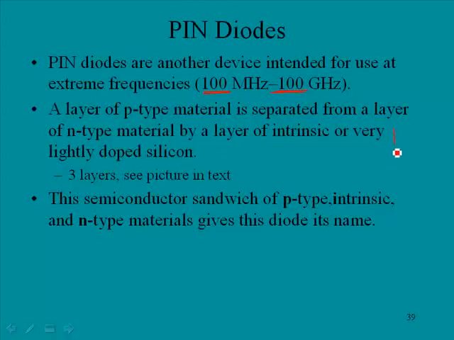So in a pin diode, you'd have your P material, and then we would have the N material, and then in between here we would have a piece of intrinsic semiconductor material. This is basic semiconductor material, or it's very lightly doped. And the 3 layers are pictured in your text. The P, the I, the N gives rise to its name, the P material, intrinsic, and the N-type material.